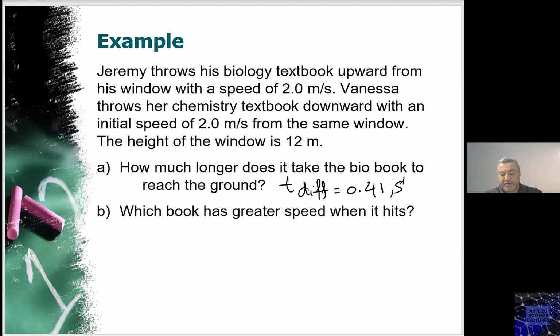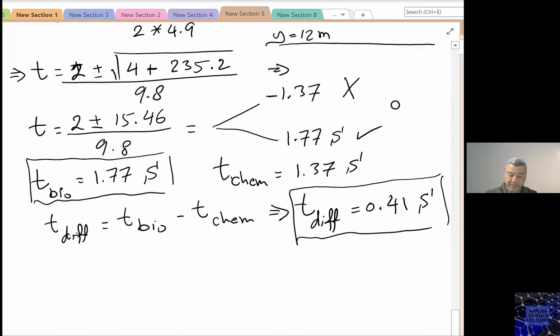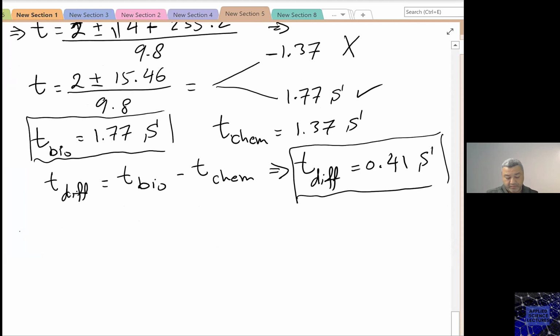Which book has a greater speed when it hits? What do you think? I would assume the biology one because it was in the air for longer. Okay. By the way, assuming zero air resistance, right? So if we assume that it's just acceleration acting on it, would they not be the same speed? They will be the same speed, and we will see why.